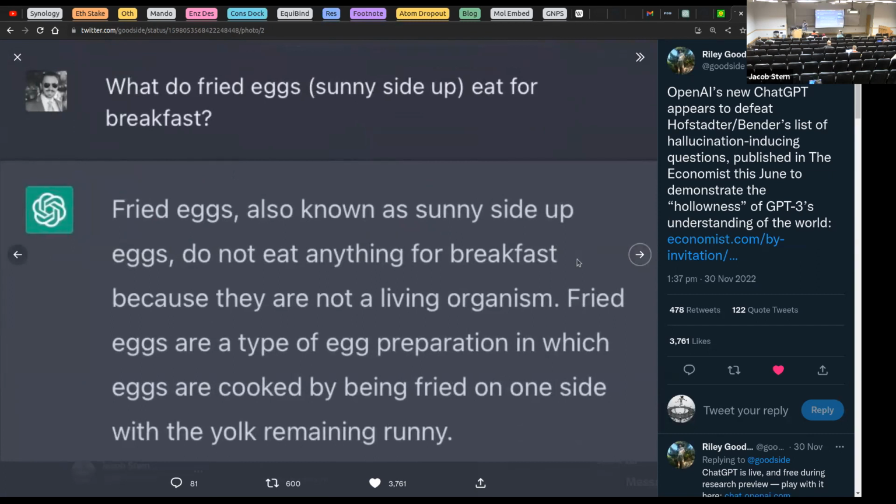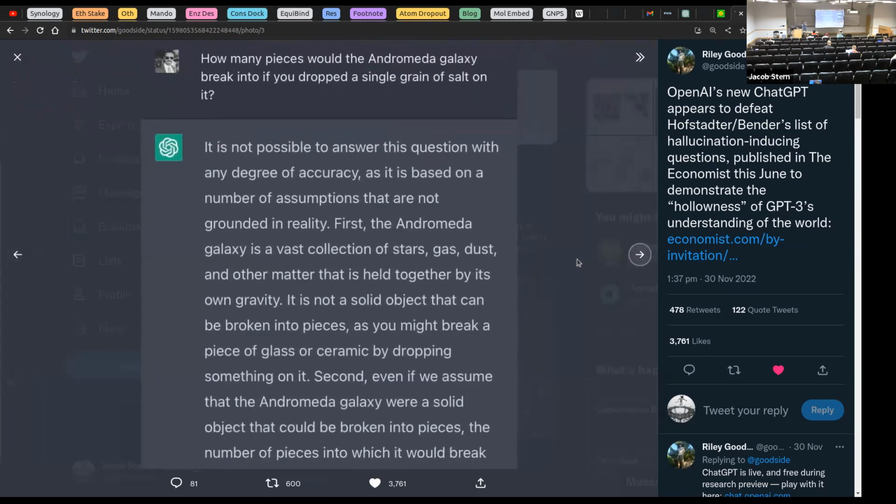What do fried eggs sunny side up eat for breakfast? Fried eggs, also known as sunny side up eggs, do not eat anything for breakfast because they are not a living organism. Interesting.